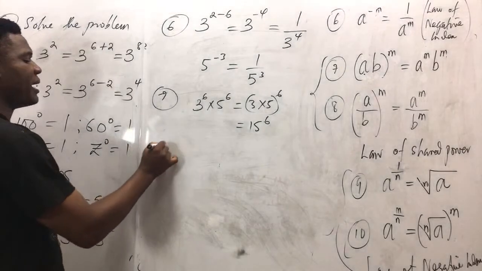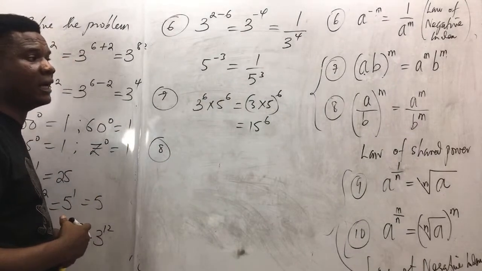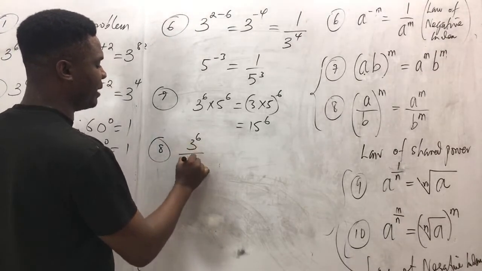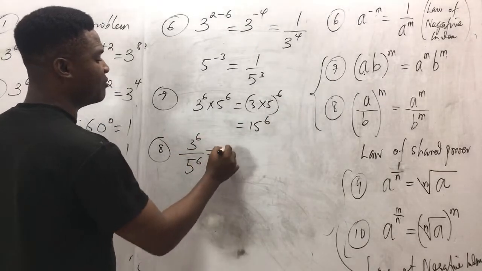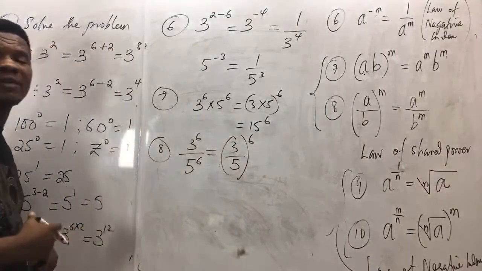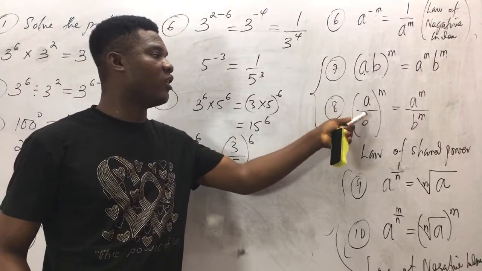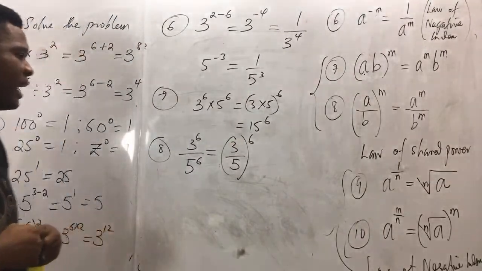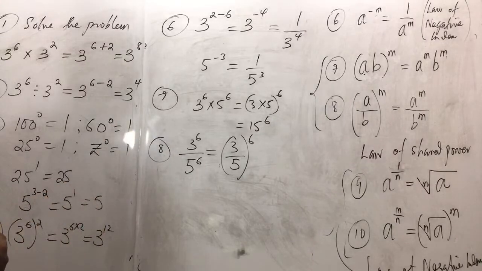So for law number 8, what if this problem were not in multiplication, but rather in division? That is, you had 3 raised to power 6 divided by 5 raised to power 6. Of course, by law number 8, this problem can be solved by doing 3 over 5 raised to power 6. Why do you have the audacity to do this? It is because according to law 8 here, a over b raised to power m is a raised to power m divided by b raised to power m. Okay, so these are cases where you apply laws number 7 and 8.